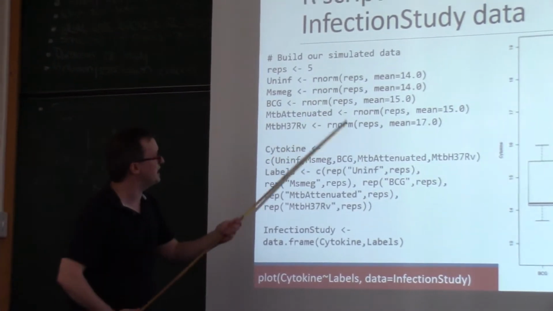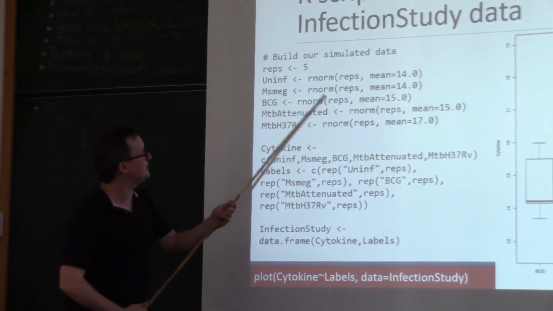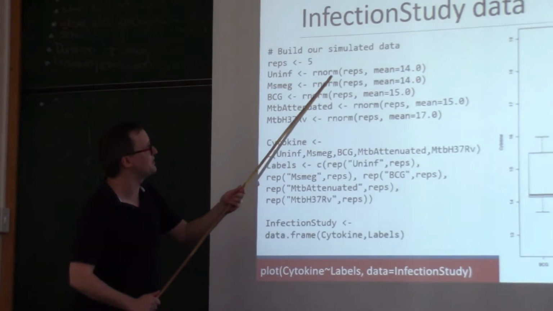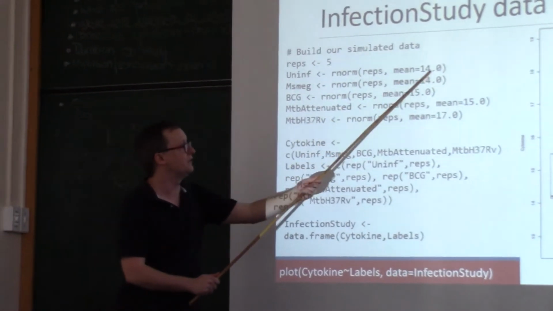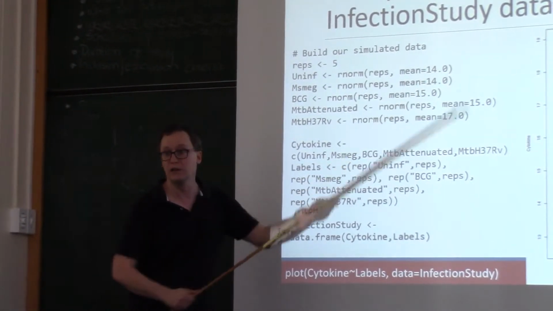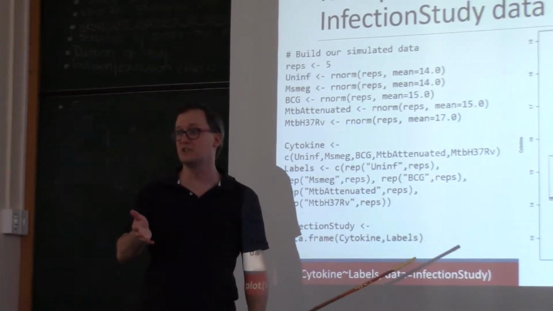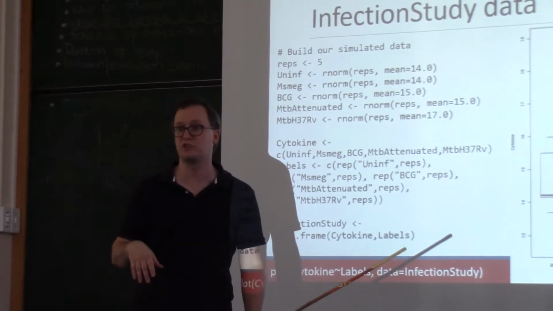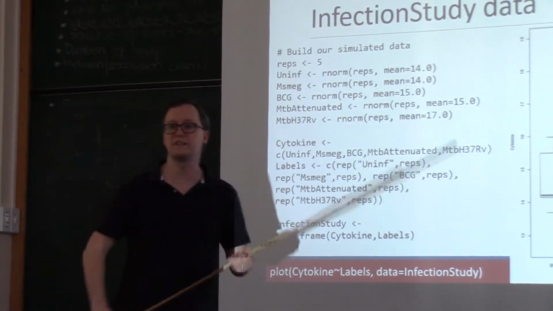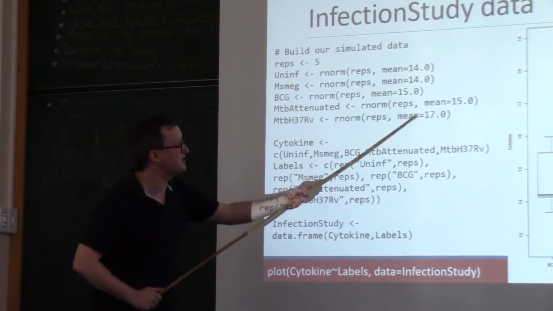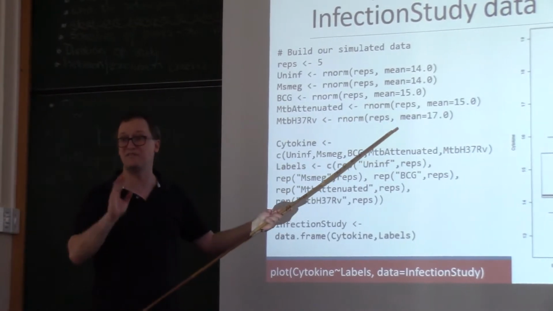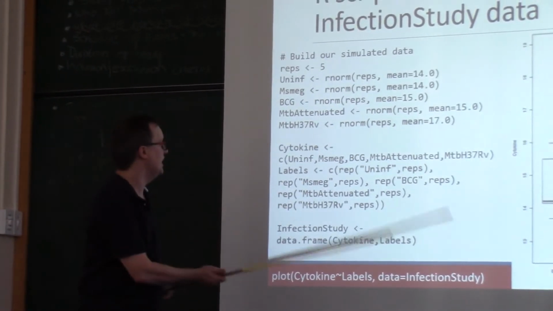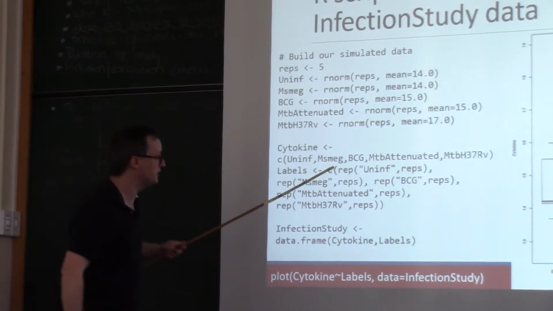So we have these data that we're going to simulate, and in each case we're grabbing from the normal distribution 5 values drawn from a mean of 14. I didn't list what the standard deviation is. What's R's default for the standard deviation when you sample from a normal distribution? 1, exactly. Okay, so these all have the same standard deviation, but they have different means.